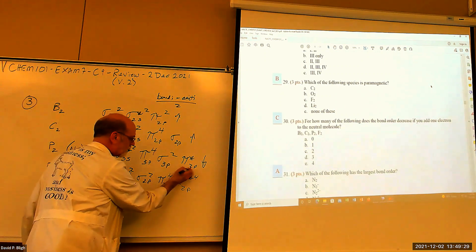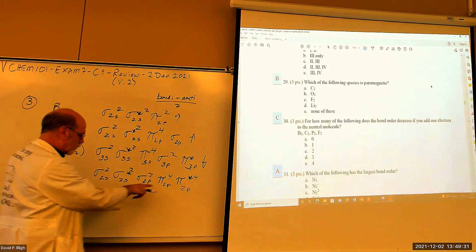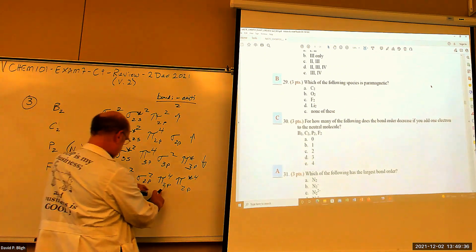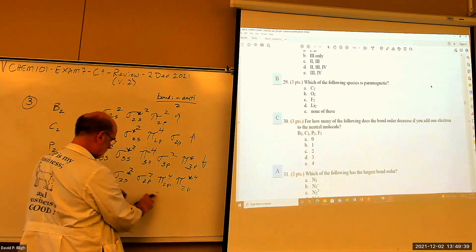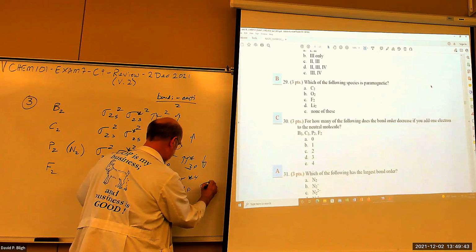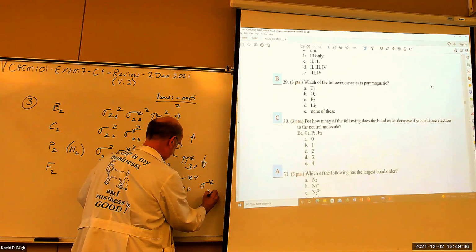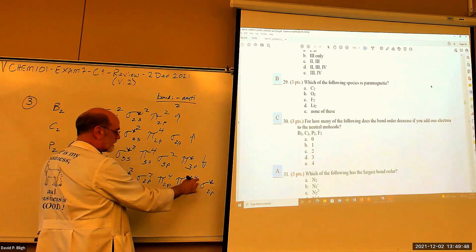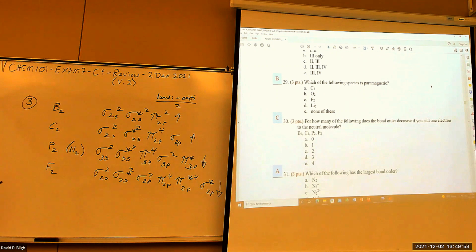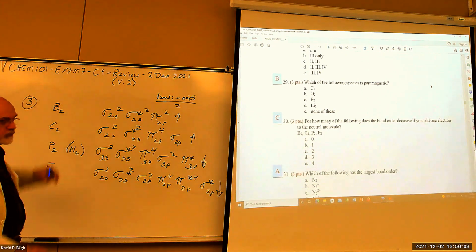Oops, that's a 3. If we add one to this one, let's see. Fluorine, no mixing. And this one. If we add one to that one, it's going to decrease the bond order. So actually, out of all these, 2 of them will decrease the bond order if we add an electron. These 2, P2 and F2. And the other 2, we increase the bond order.